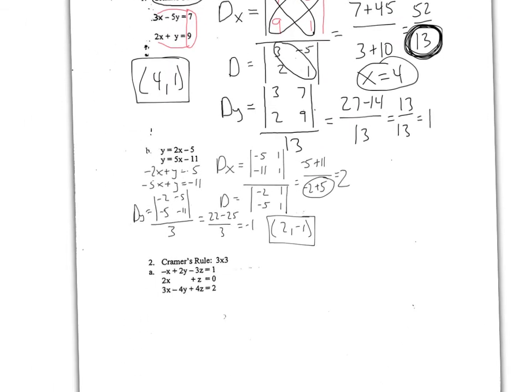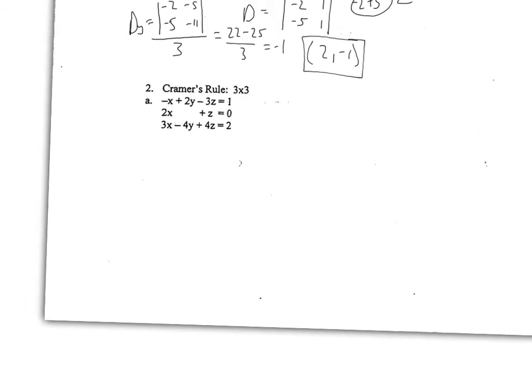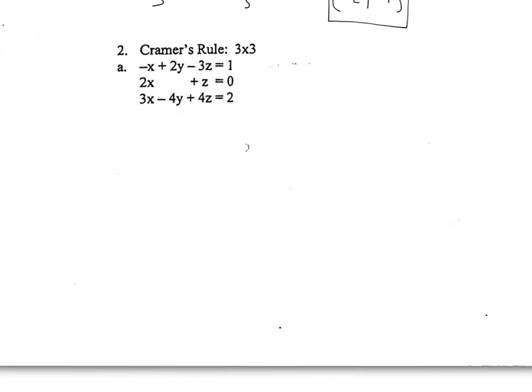This Cramer's rule also works for 3 by 3s. Now it does get a little more messy because obviously it's harder to find the determinant of a 3 by 3, but it's the same idea and same process. And so we'll do one. There's 2 on the notes, but they're done the same way, so I'll save you guys some time, and I'll just do this first one here.